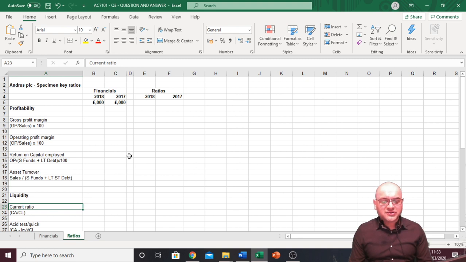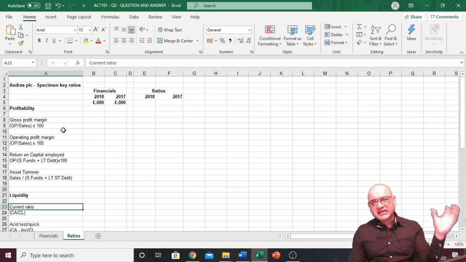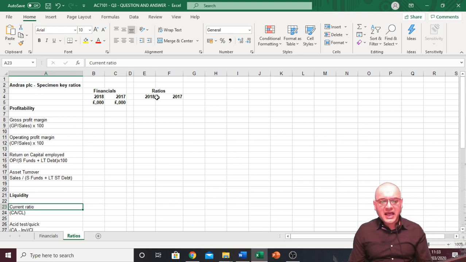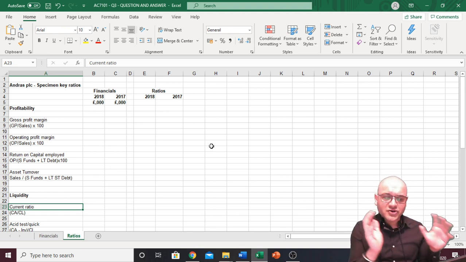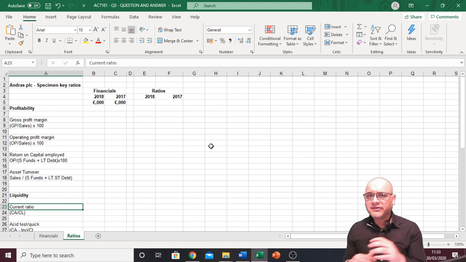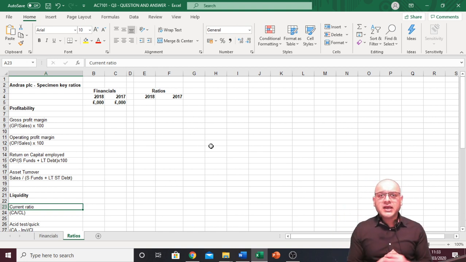So this spreadsheet ratios will contain some information that is coming from the input area, and then ratios. Okay, now we want to do a 360-degree analysis of Andress's financial performance and position. What do I mean by 360 degree? We want to look at Andress from all possible angles. So we just don't want to concentrate on profit, we just don't want to concentrate on liquidity, we want to look at everything.